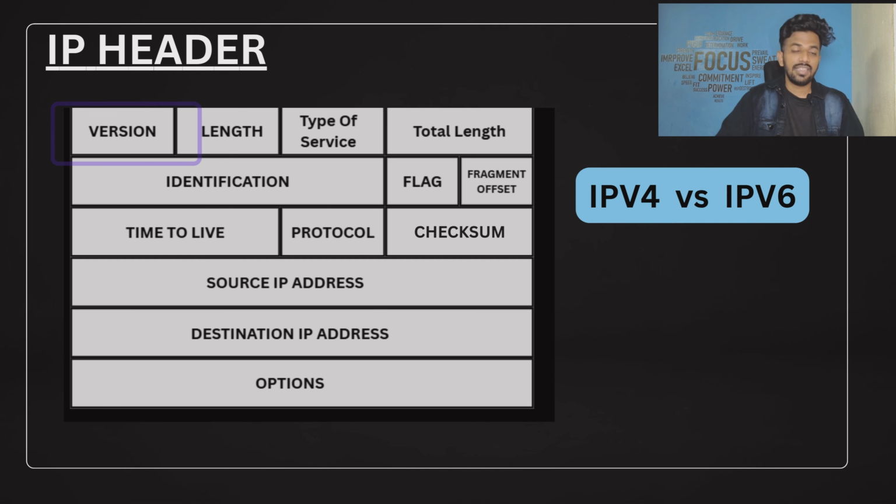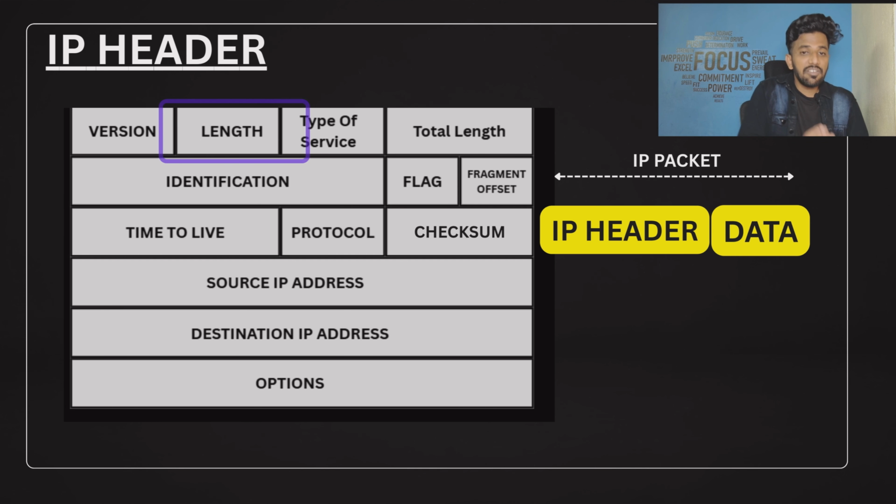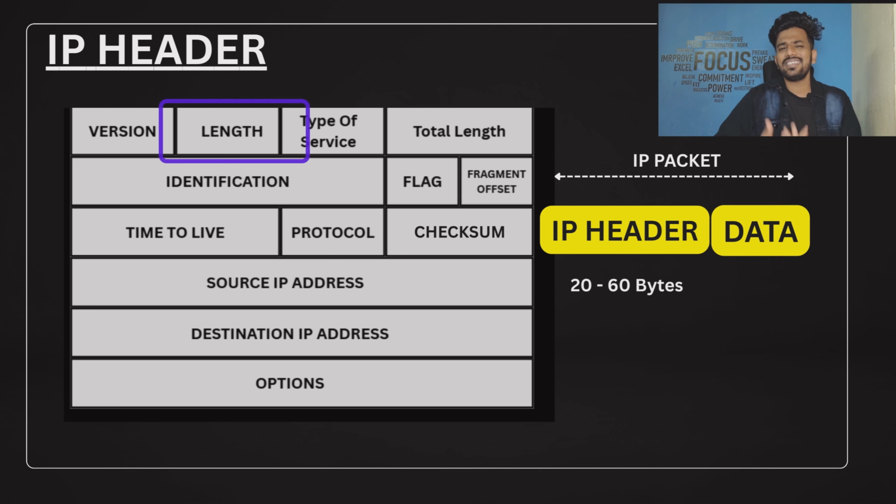The next one is header length. What does it define? It defines the length of the header itself. As we discussed, the minimum length is 20 bytes and the maximum is 60 bytes. So it tells the receiver how much of the packet belongs to the header. It only tells the length of the header itself. So this is all about the header length field.